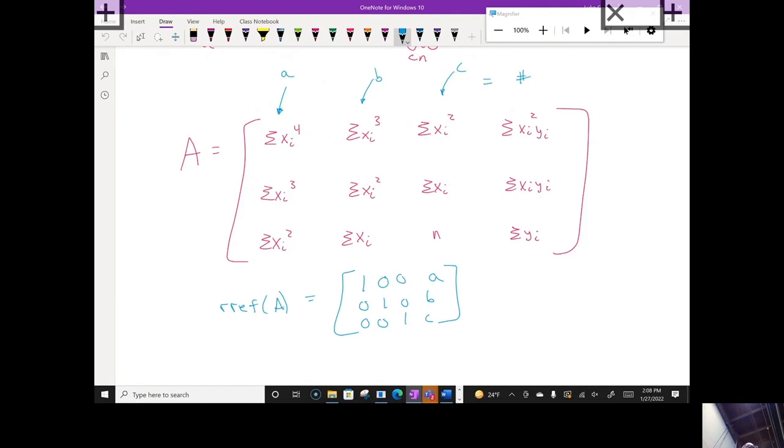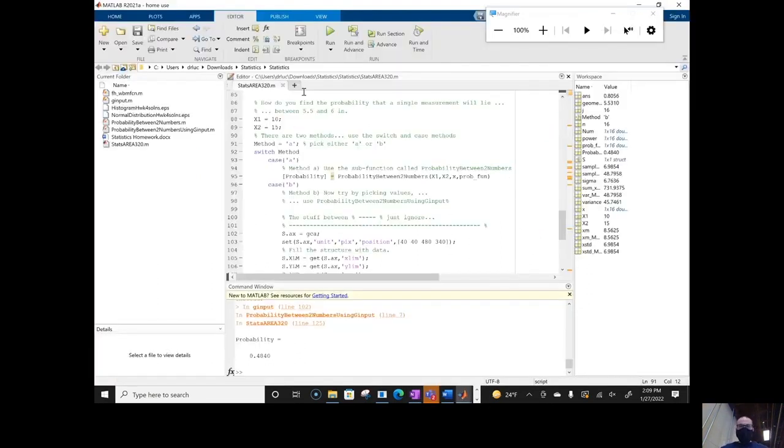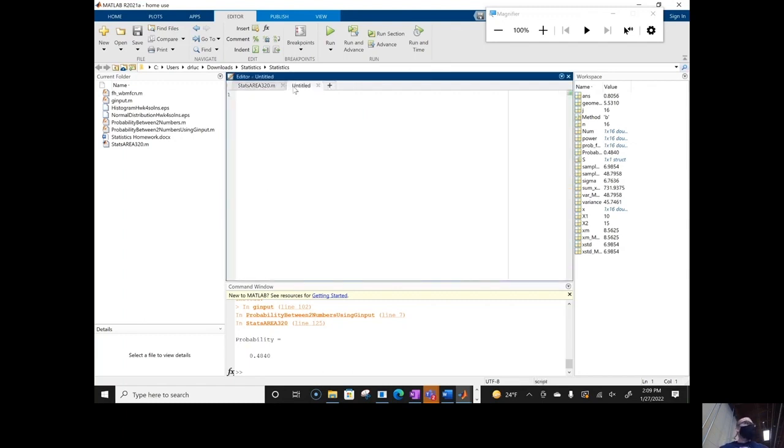Switch gears. We got notes. Looks like everyone's ready. All right, go ahead and open MATLAB. You don't need them, not today.